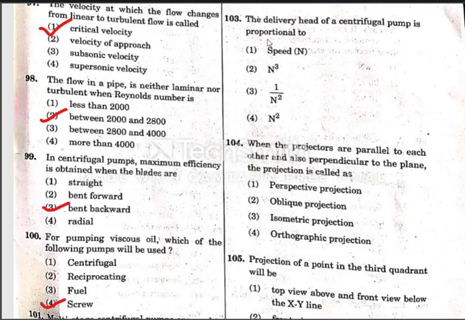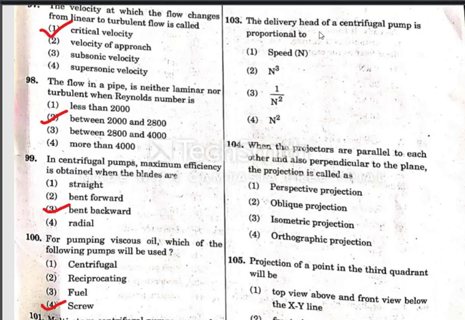And the next question: the delivery head of a centrifugal pump is proportional to what? The delivery head of a centrifugal pump is directly proportional to N square. So N square is the correct answer. Option 4 is the correct option for this question.